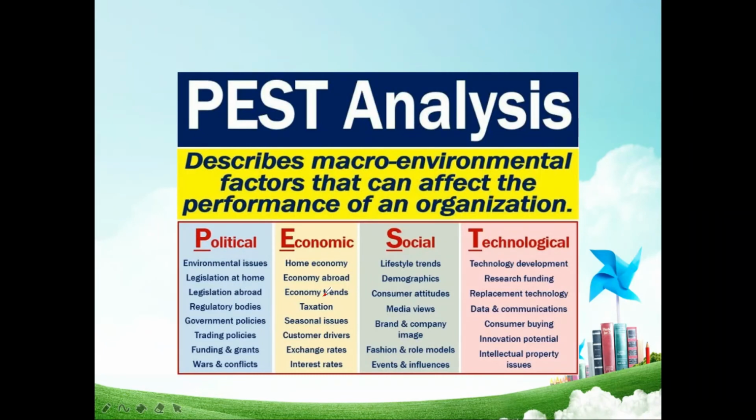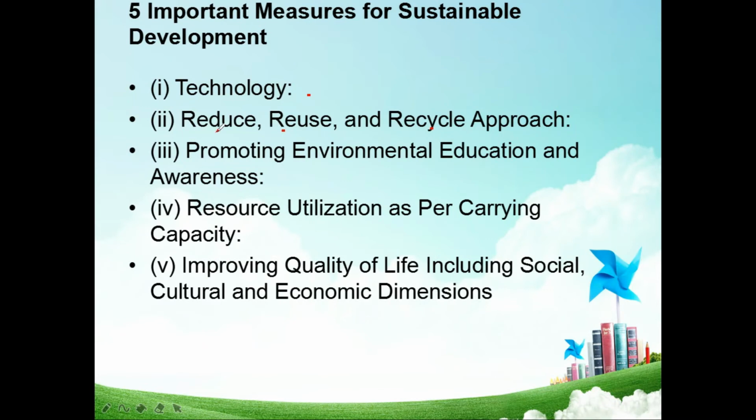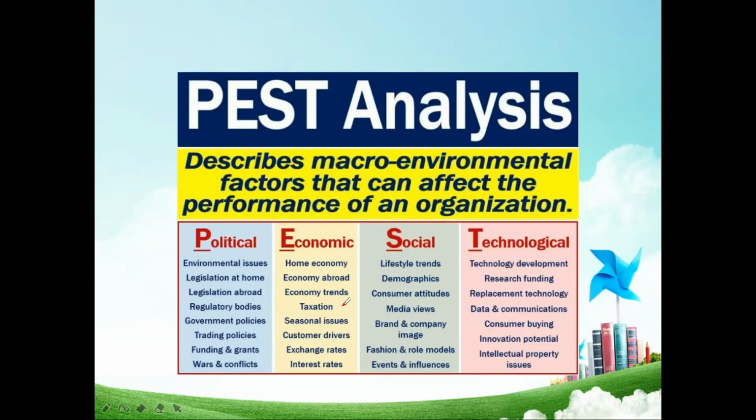So, PEST analysis describes the macro environmental factors that can affect the performance of an organization as a whole. Now you can have the broad picture related to the political, economic, social, as well as the technology. Here, the technology is there, and then what are the political approaches, either in terms of resource utilization or quality, and social cultural qualities and all. You can see here that analysis has to be made. So let us get to know.